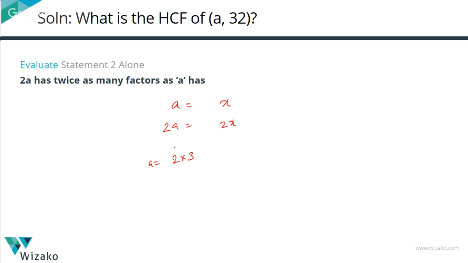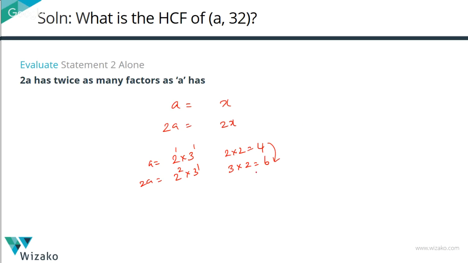To find the number of factors, let's increment the powers by 1 and then multiply it, which is going to have a 2 into 2. Number of factors, if A is 6, is going to be equal to 4. What is 2A? 2A is going to be equal to 2 square into 3 power 1. Increment these powers by 1. That's going to be equal to 3 into 2, which is going to be equal to 6.